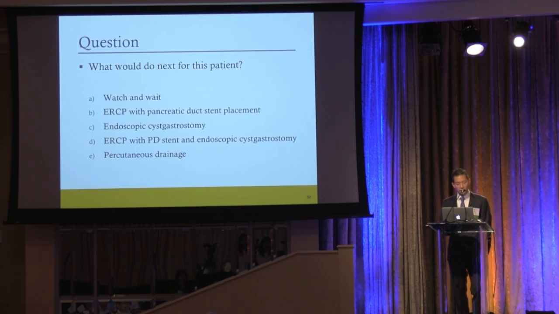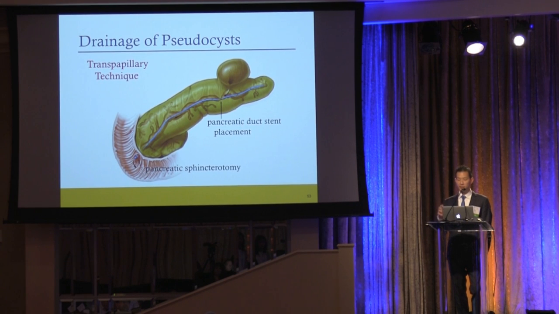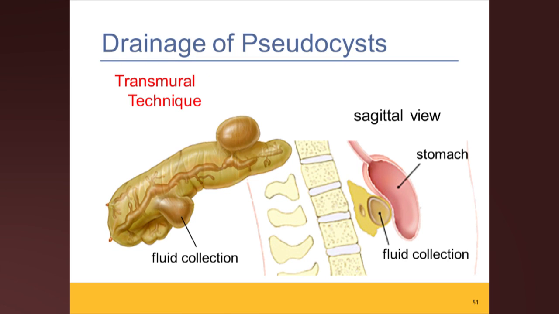So in terms of drainage of pseudocysts, there are two endoscopic techniques. One is transpapillary drainage, where you basically assume that the pseudocyst is connected to the pancreatic duct. You place a pancreatic duct stent across the area where you believe the leak to be located, and you perform a pancreatic sphincterotomy. The other method is transmural drainage. We talked about this briefly yesterday during the video forum, where basically you drain the cyst through the GI tract, either through the stomach or the duodenum.